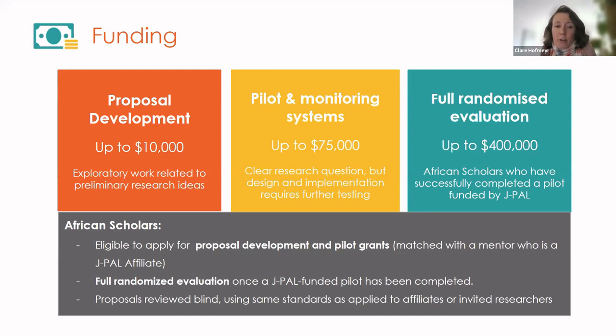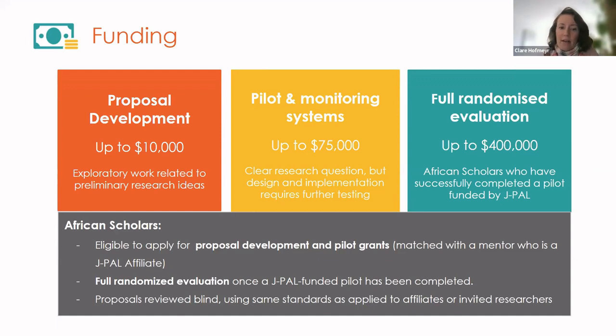The second bucket includes pilot funding up to the value of $75,000. And this is used for studies with a clear research question, but for which the design and implementation requires further testing and pilot data. And the expectation with these is that they will ultimately develop into a full-scale randomized evaluation. DIGIFY also offers funding for monitoring systems in that second bucket of up to $75,000. And these systems would be ones that allow organizations to track the progress of programs by relying on rapidly collected data and easily interpretable data visualization. But that one only falls under DIGIFY and not JOI.